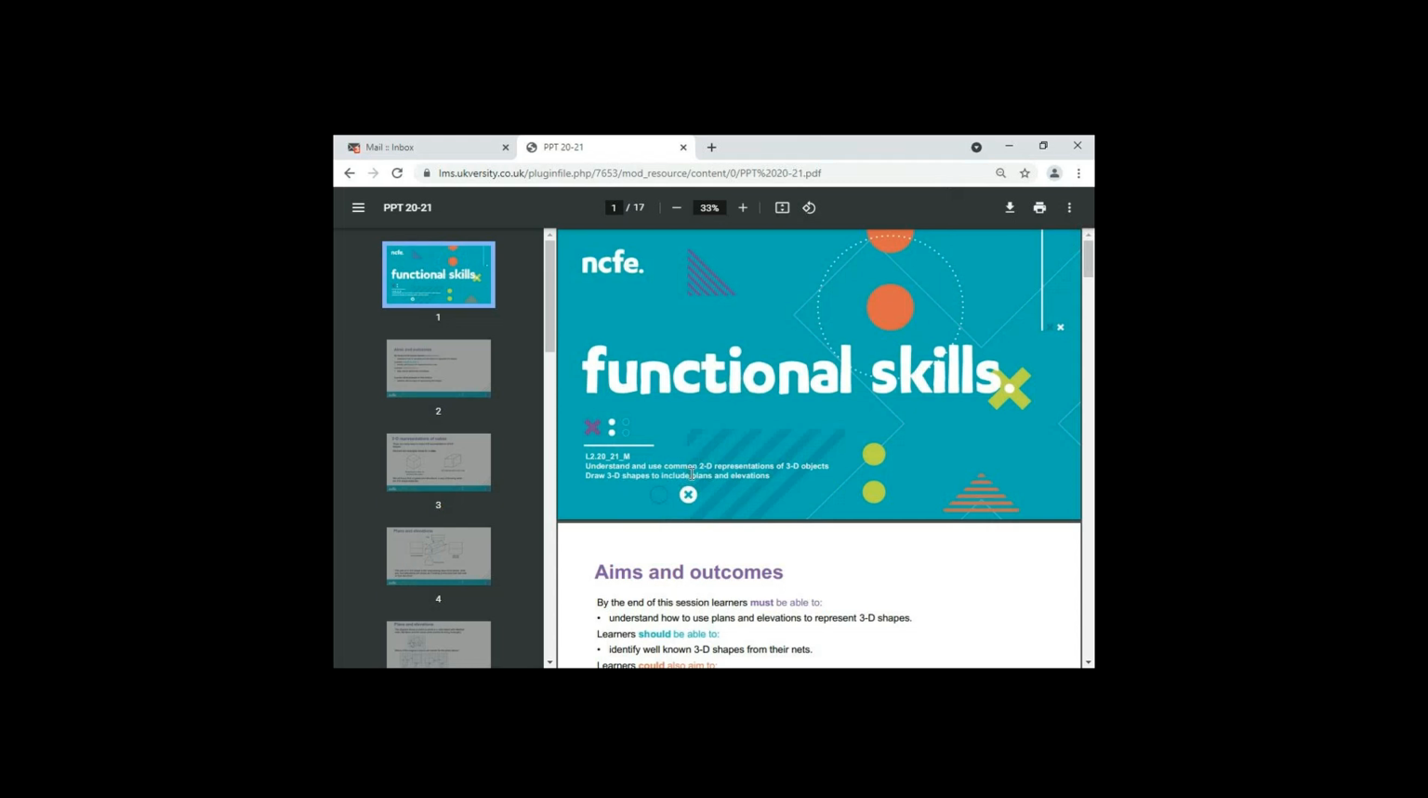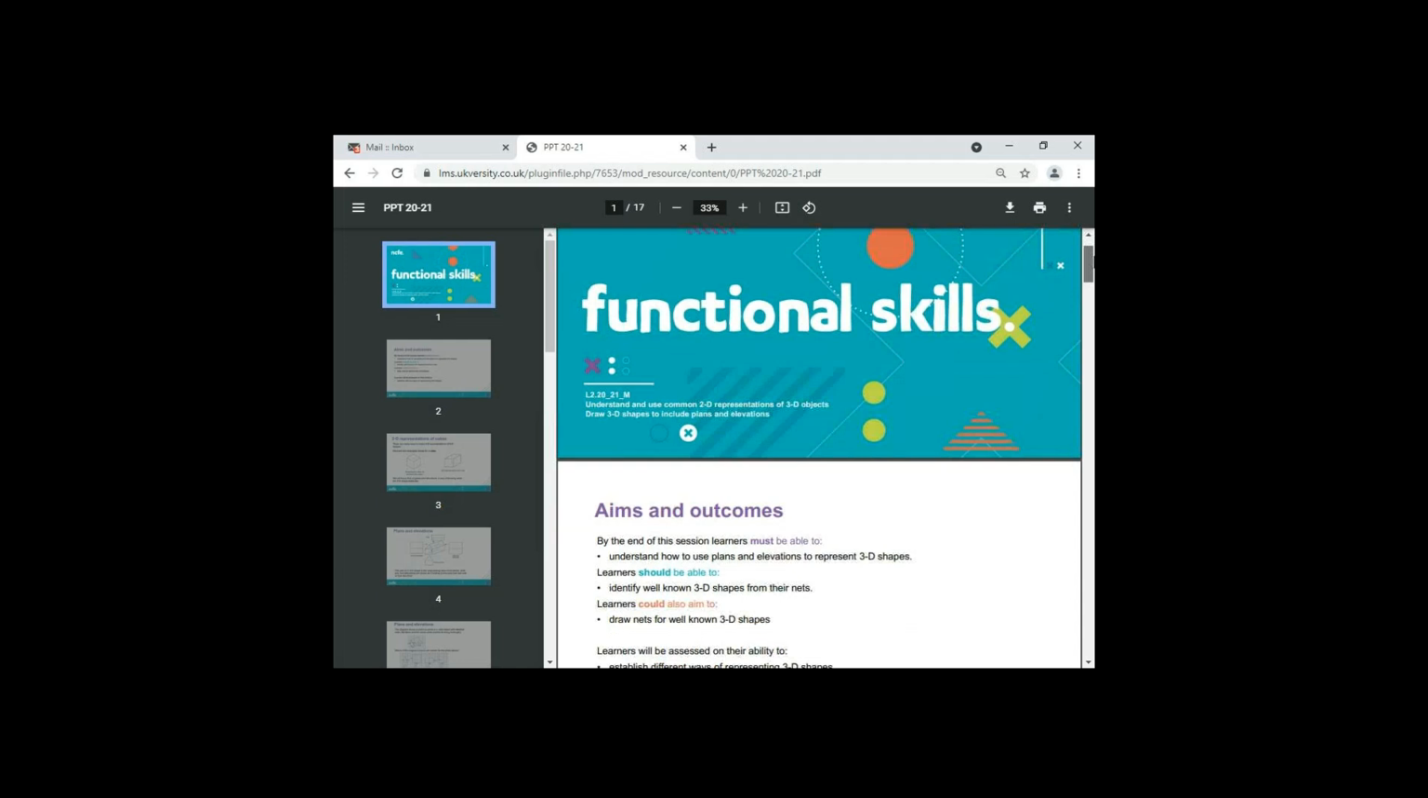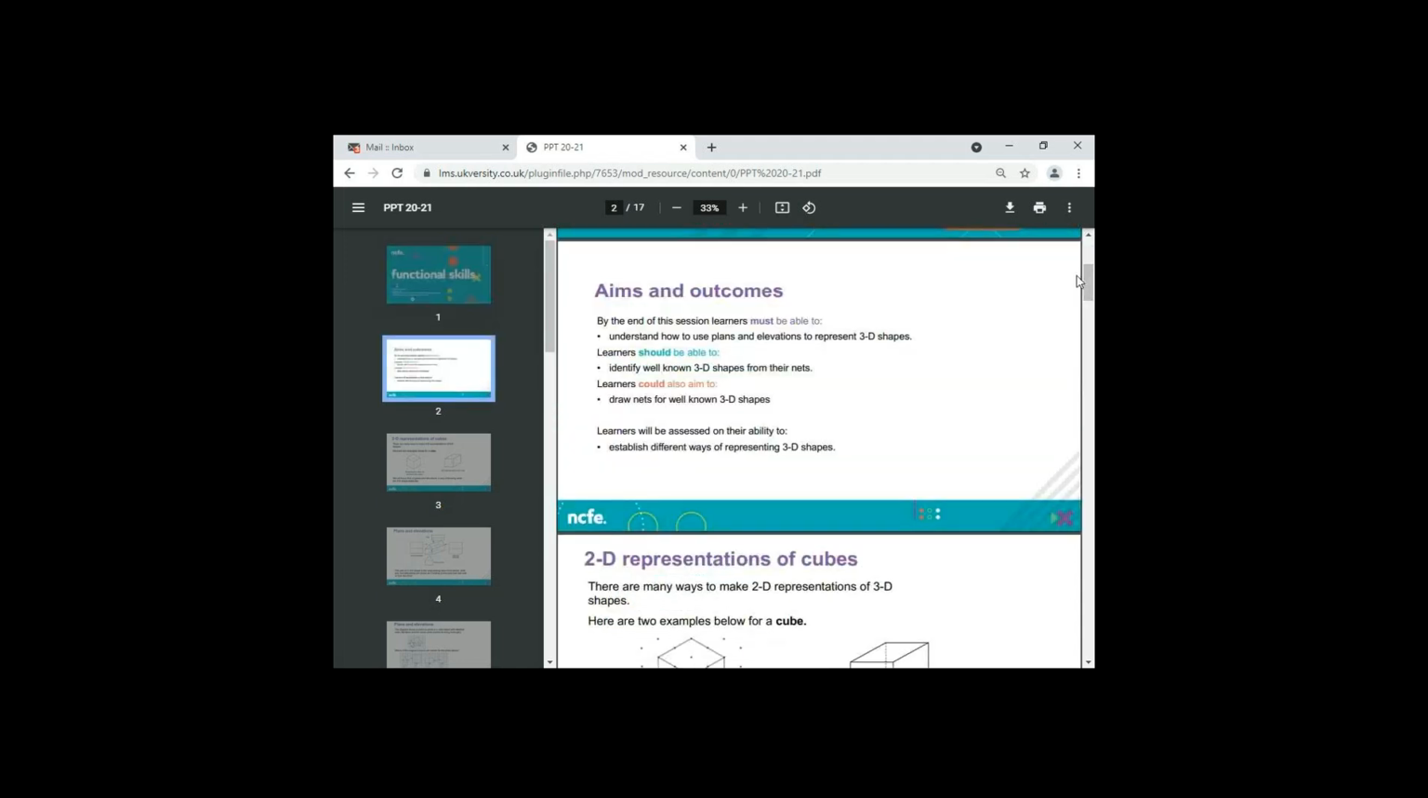We are learning about the use of 2D representation of 3D objects. The major aim of this topic is that by the end of the session, you must be able to understand how to use plans and planes and elevation to represent 3D shapes. So it's very important. That's part of the outcomes. We also expect you to be able to identify well-known 3D shapes beginning from their net. The purpose of that is that if you see any net, you should be able to figure out the 3D shape that the net represents.